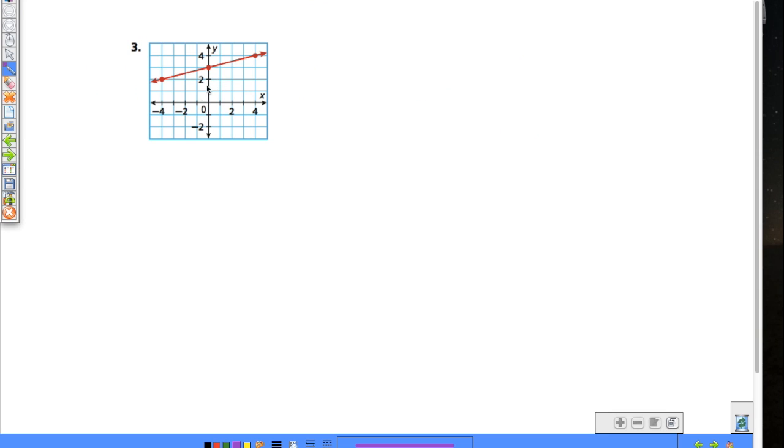If you're given a graph, that information is also right here. The y-intercept is where the line crosses the y-axis. So the y-intercept is 3. The slope, I'll take these 2 points and figure out what the slope was. To get from here to here, I went up 1 and over 4. So the slope is 1/4. Y equals 1/4 x plus 3. As long as you can find the slope and find the y-intercept, you're golden.